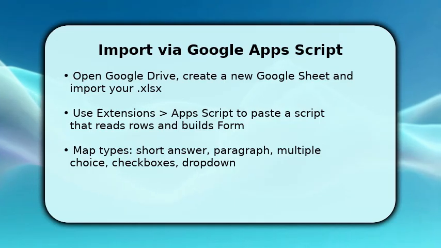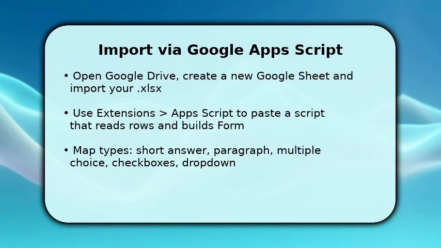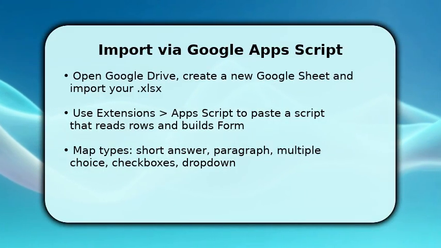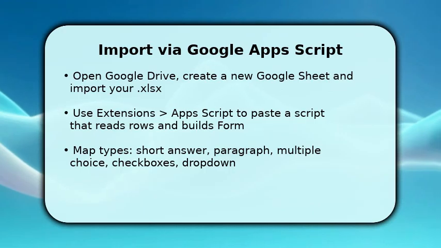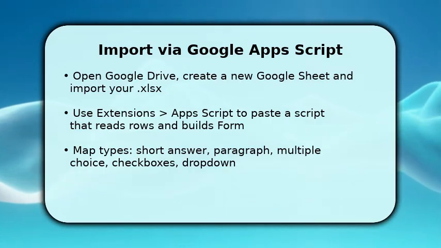Open extensions, then Apps Script, and paste a script that iterates each row, creates a form item based on the type column, and splits option text on commas for choices. Once authorized, run the function to generate a new form. The script handles required flags and default titles.